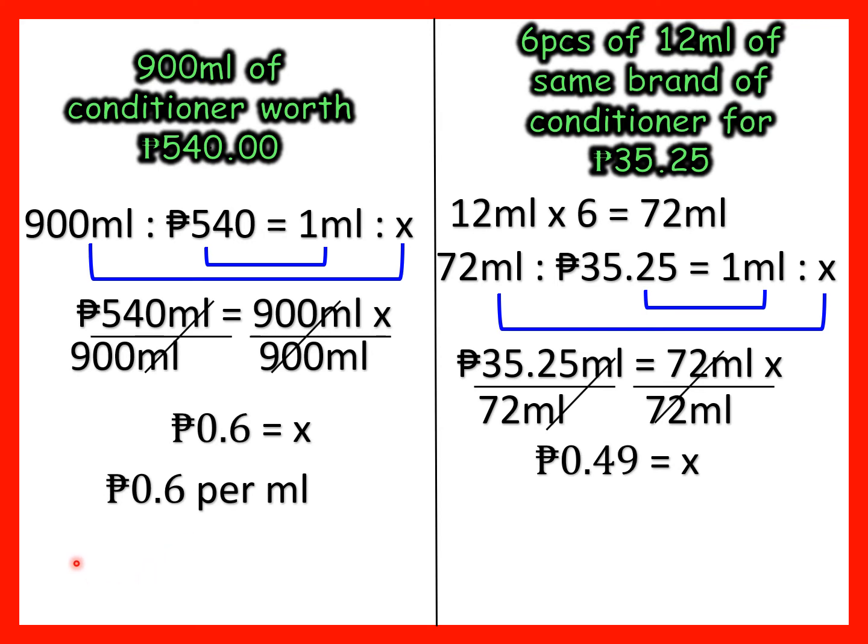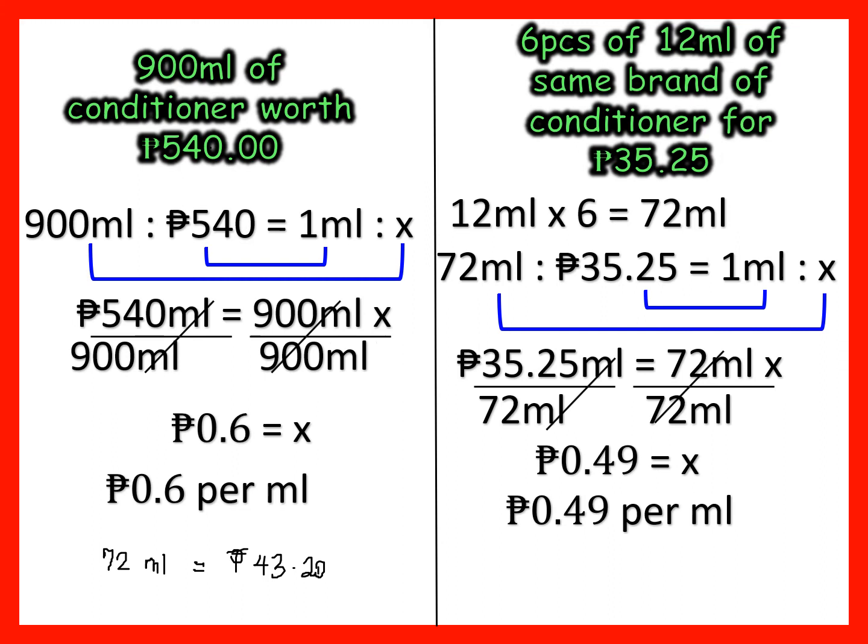So let us now compare and find the cost for 72 ml, if it is 0.6 per ml. So again, that's 0.6 multiplied by 72 ml. Let me use a writing material. Okay, so for 72 ml, it costs 42 pesos and 20 centavos.